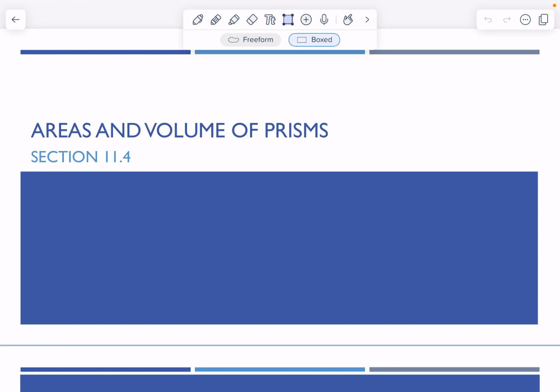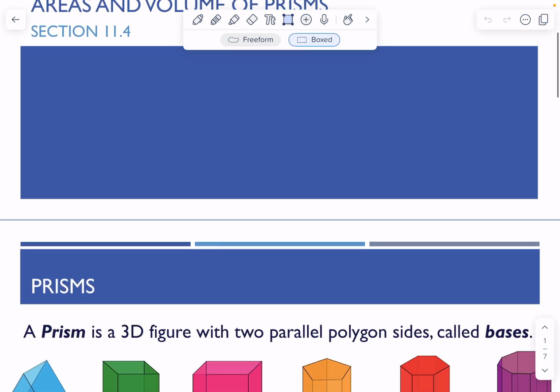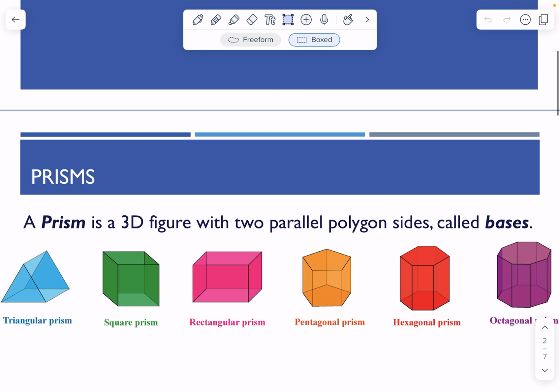Continuing on in chapter 11, now we're going to kick over to three-dimensional space, and we're going to start talking about area and volumes of different figures. We're going to start off today with prisms. Now, a prism is a 3D figure with two parallel polygonal sides, and we call those the base.